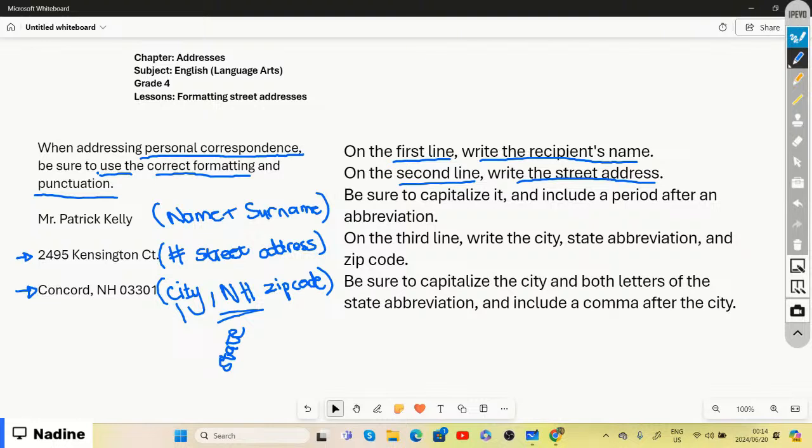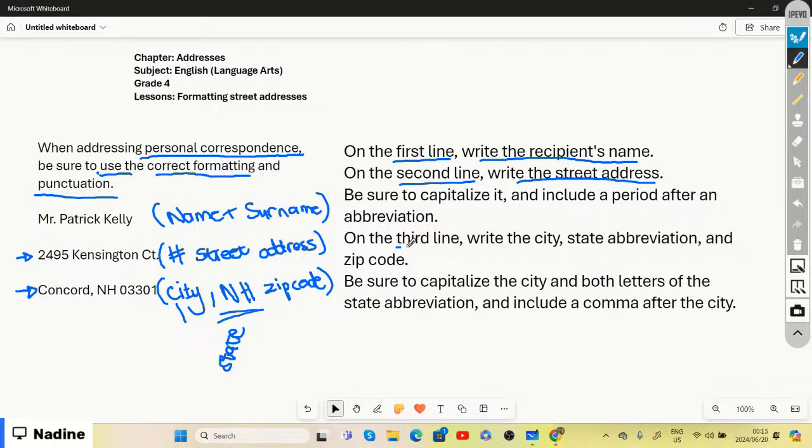So it's street, road, or however you call it in the city that you live in. You need to capitalize it. Do not forget to capitalize your address. Remember, when you write your address, you need to start with a capital letter. So be sure to capitalize it. And you need to include the periods where needed, especially after abbreviations.